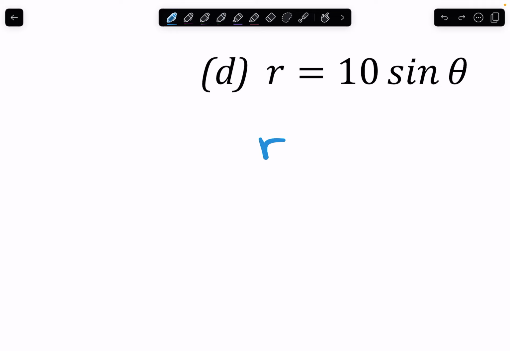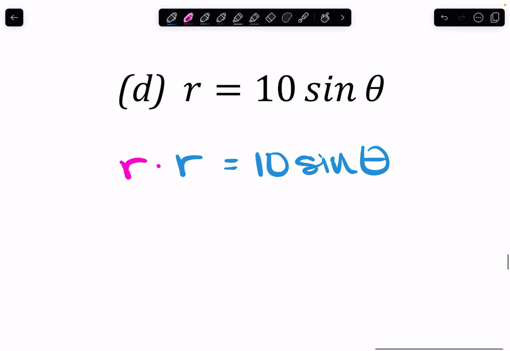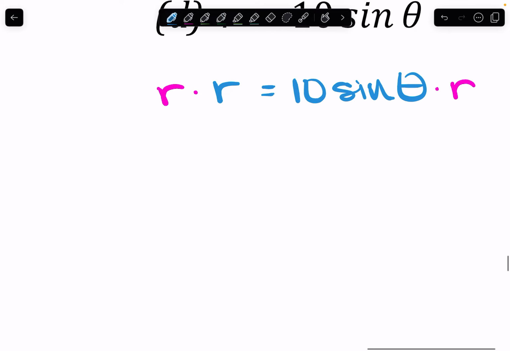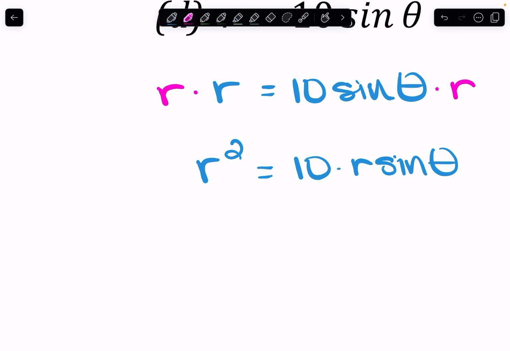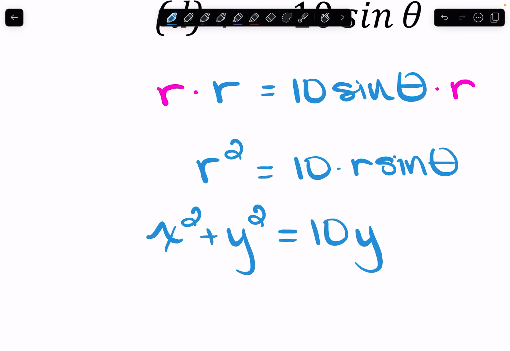So let me just write this equation down. I'm going to multiply both sides by r. So I'm going to multiply the right side by r because I have a conversion for r squared, and that means I have to multiply the other side by r as well. So that's going to give us r squared equals 10 times r sine of theta. Well, r squared is x squared plus y squared, so I can sub that in, x squared plus y squared. R sine theta is y. So I have x squared plus y squared equals 10y.